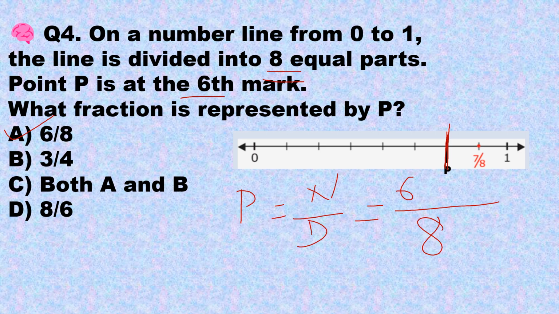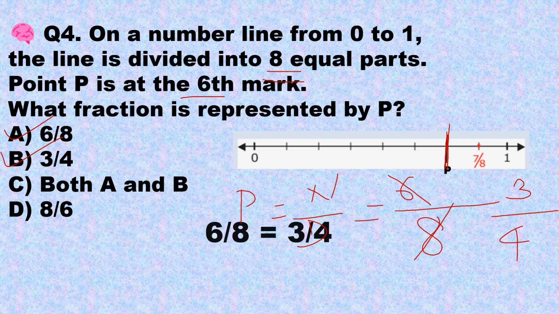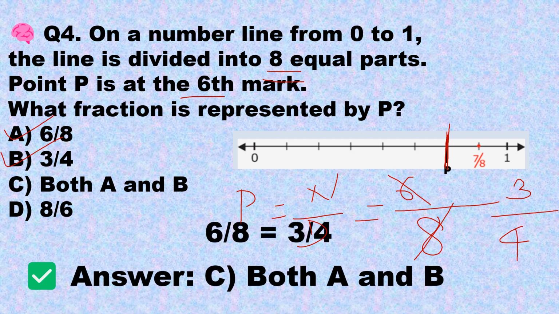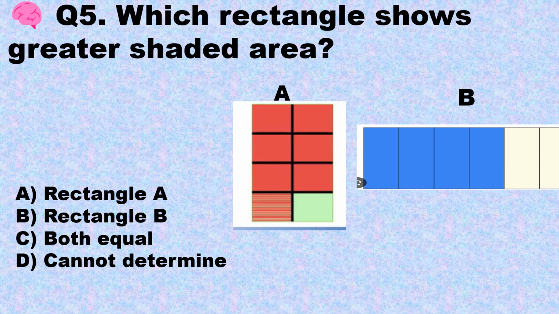Now if we divide it by 2, 2 3s are 6, right? And 2 4s are 8. Again we are getting 3 by 4. Both options we are getting. So we can say option C, both A and B, is the correct answer. Right? Let's go for the next one.